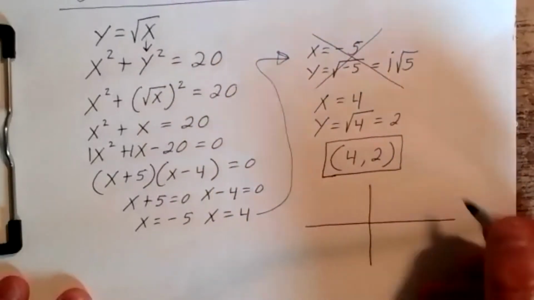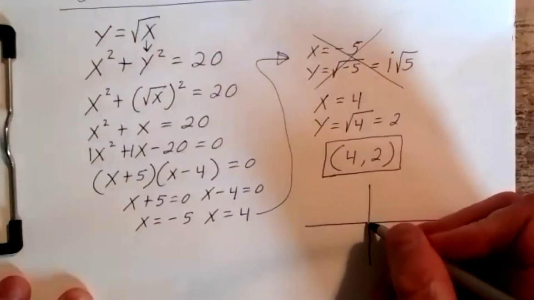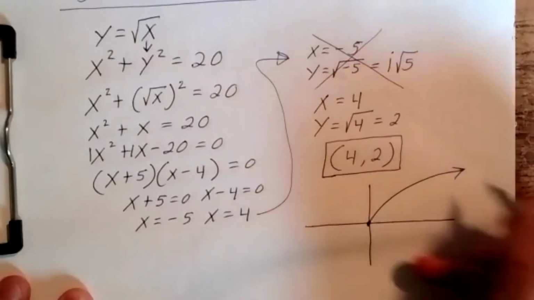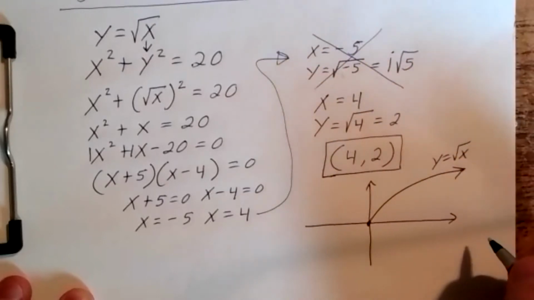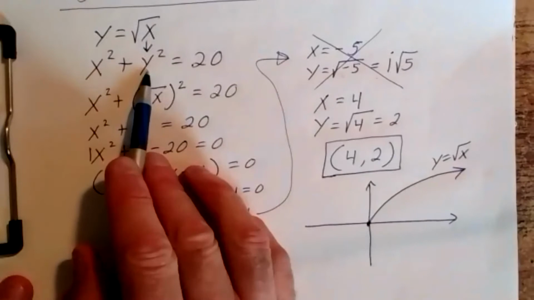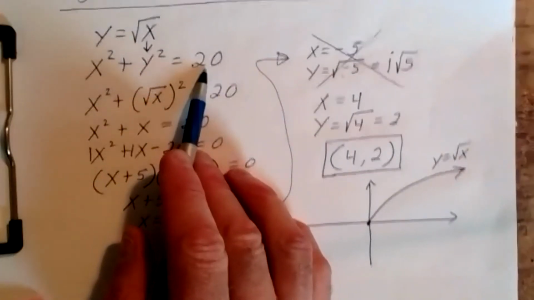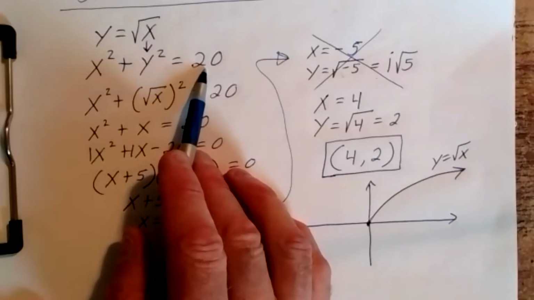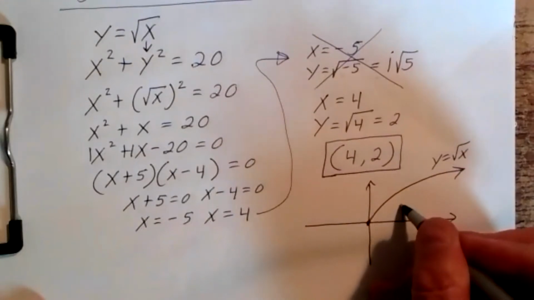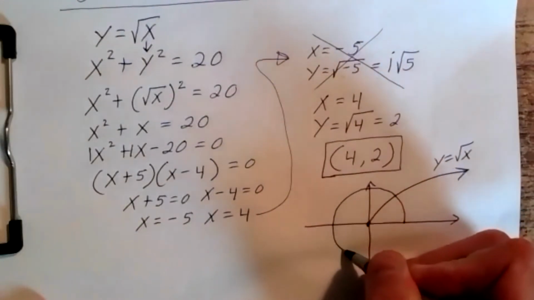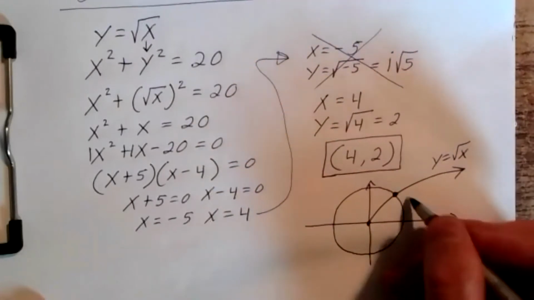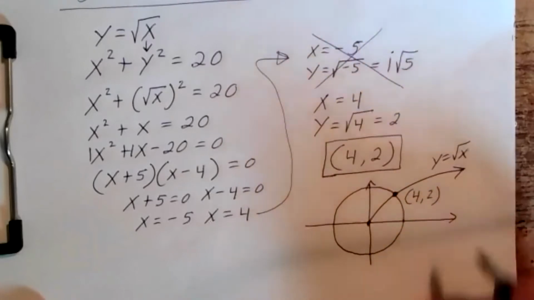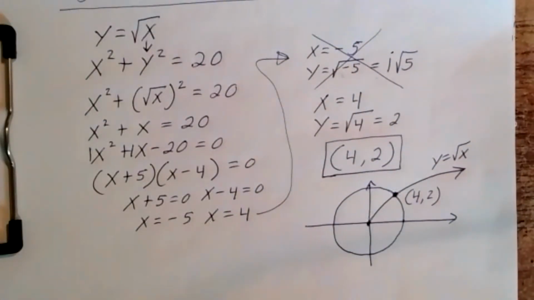So if you were to graph these equations, the graph of the square root of x is just going to be a graph that looks like this. That's the graph of the square root of x here. The graph of the circle is going to be a circle centered at the origin with a radius of the square root of 20, which is a radius of 2 times the square root of 5. So you can see, Les, that this graph of the square root function would only intersect our circle in that one point. Do you agree? And that point of intersection would be (4, 2). That makes sense there? Only one point of intersection, only one solution.